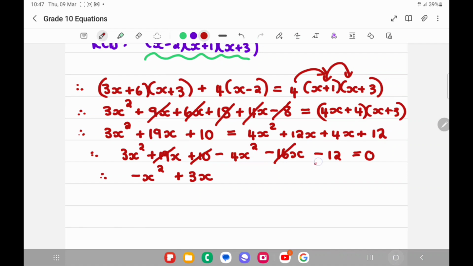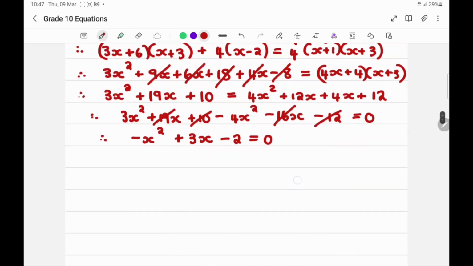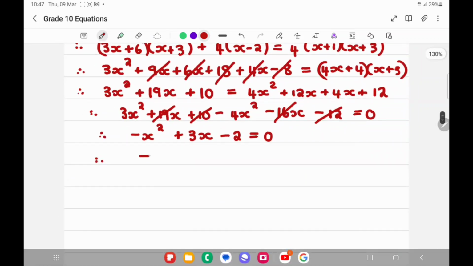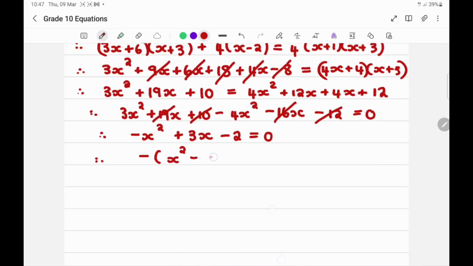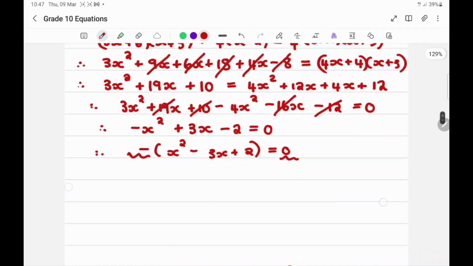And 10 minus 12 is minus 2 is equal to 0. Then we're going to take out a negative. What's left? X squared minus 3x plus 2 is equal to 0. Remember, if there's just a normal number that gets divided by 0, it basically just falls away.